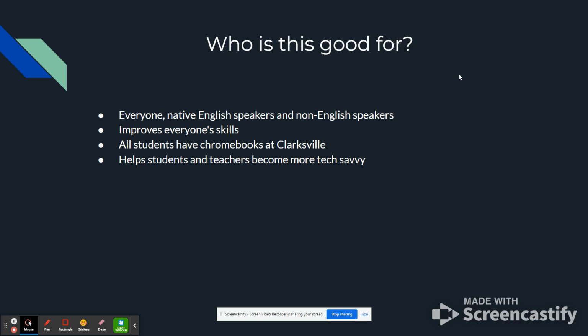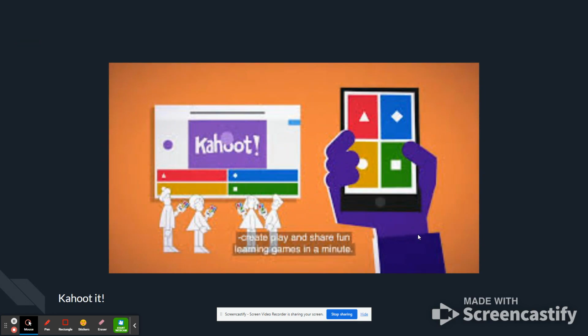And it's also good for everyone at Clarksville because all the students at Clarksville have their own Chromebooks. They're assigned to them at the beginning of the school year, and throughout the semester. If we get new students, everyone gets their own Chromebook, so we can apply these tools and techniques to everyone. And it helps both teachers and students become a little bit more tech savvy. It teaches them how to research useful technologies, research useful tools in the classroom. Just easier for everyone.